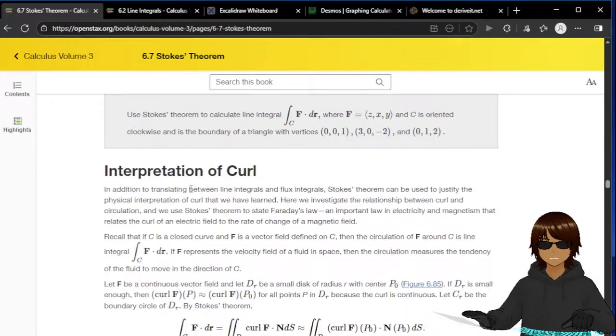In addition to translating between line integrals and flux integrals, Stokes' theorem can be used to justify the physical interpretation of curl that we have learned. Here we investigate the relationship between curl and circulation, and we use Stokes' theorem to state Faraday's law, an important law in electricity and magnetism that relates the curl of an electric field to the rate of change of a magnetic field.